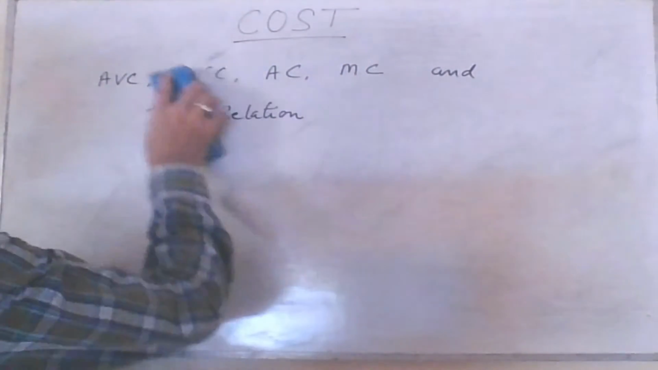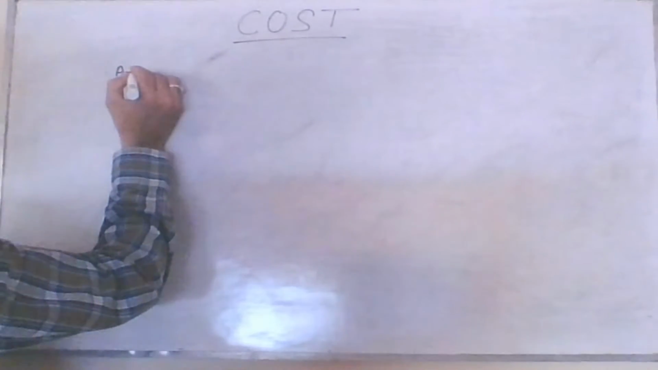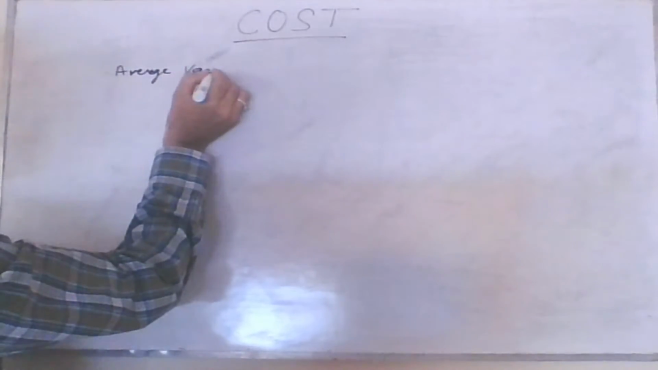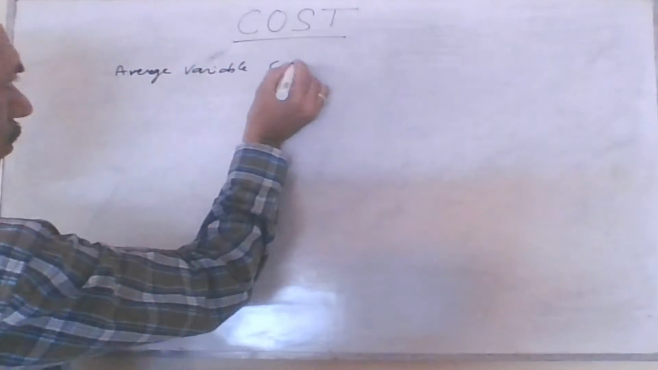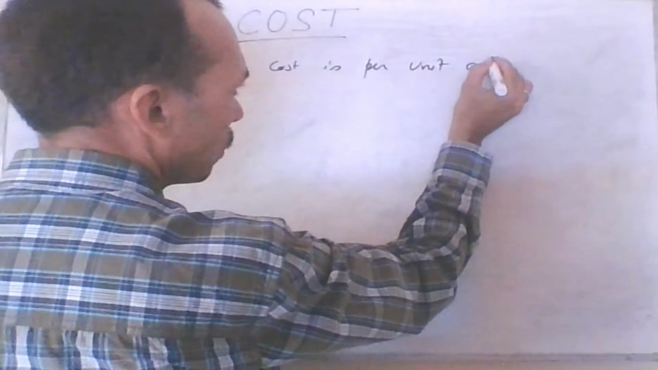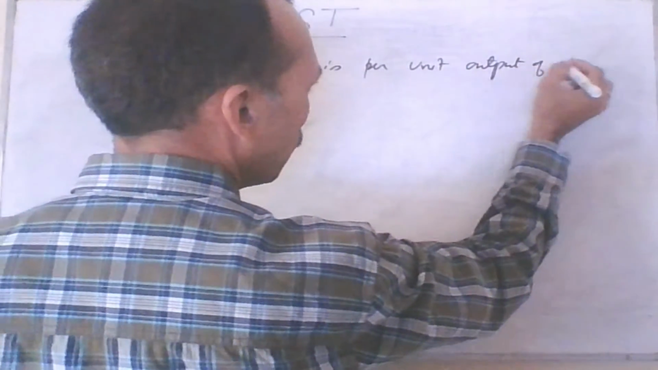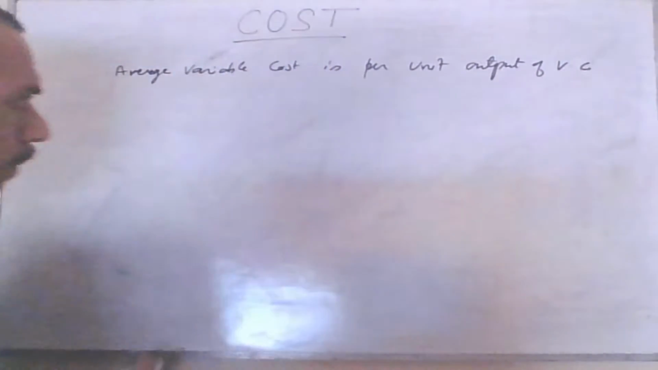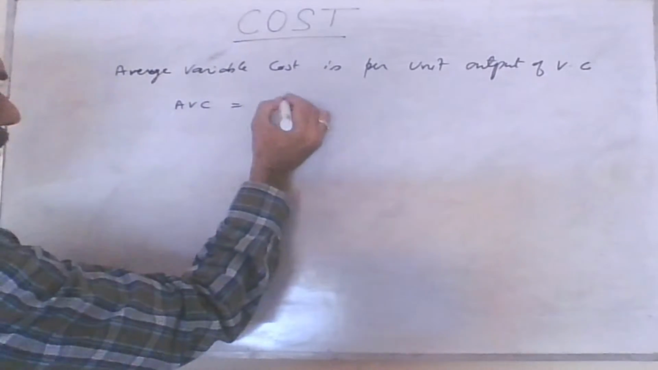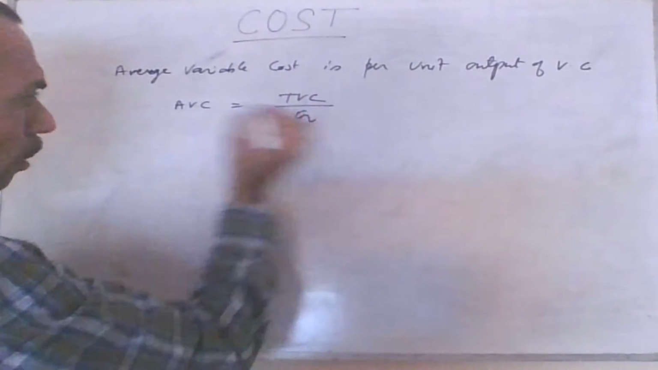Average variable cost. Average variable cost is the per unit cost of variable cost. It is per unit output of variable cost. So AVC equals total variable cost upon output.